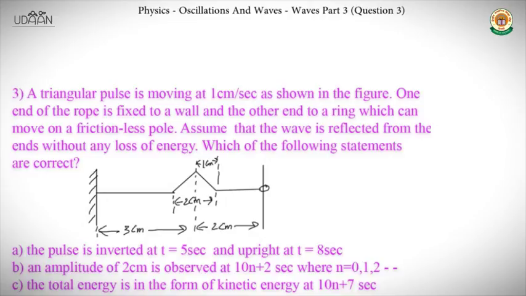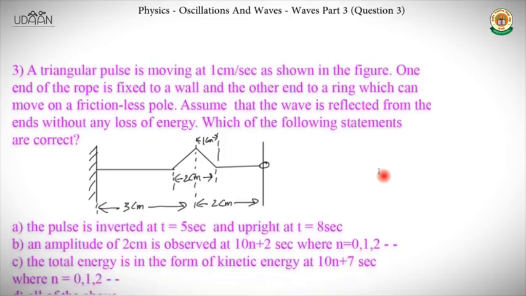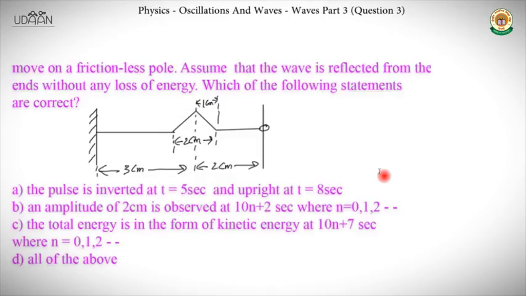So, problem 3 says that a triangular pulse is moving at 1 centimeter per second as shown here. One end of the rope is fixed to a wall and the other end to a ring which can move on a frictionless pole. Assume that the wave is reflected from the ends without any loss of energy, obviously, because without that we can't work. Also, we have to check which of the following statements are true.